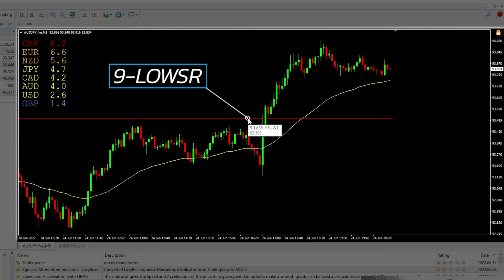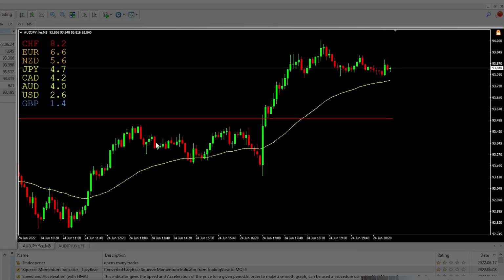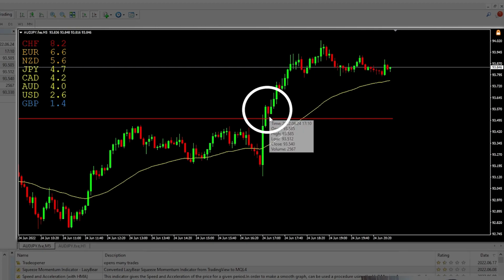So within the last 9 weeks, or the 9 years, there has been a yearly low with a weekly low that has lined up at basically the same price here, right? Right here at 93.5. And what happened during the US session today was price came up over the line, closed above the line, came down and tested it, and then took off. And that's exactly the setup that we look for when utilizing this software.